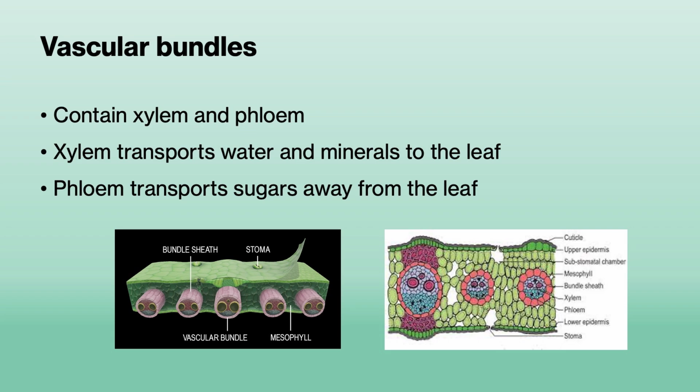Inside the leaf are the vascular bundles, which contain xylem and phloem. The xylem transports water and minerals from the root to the leaf, and the phloem transports sugars made during photosynthesis to the rest of the plant.